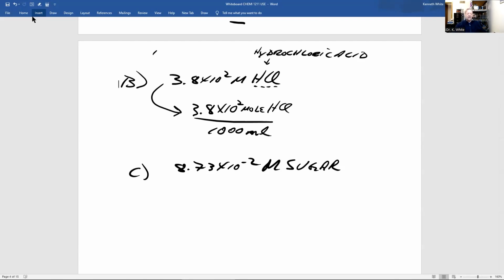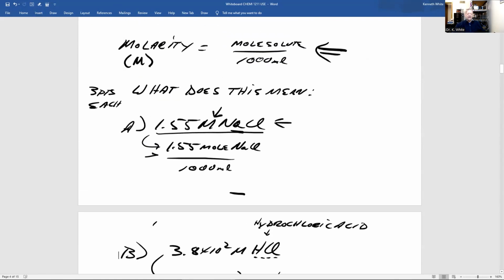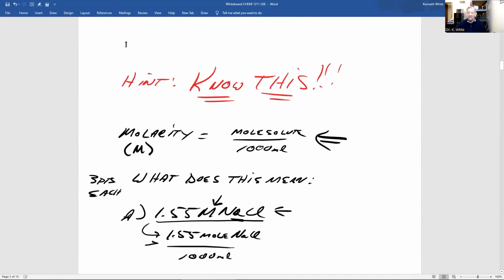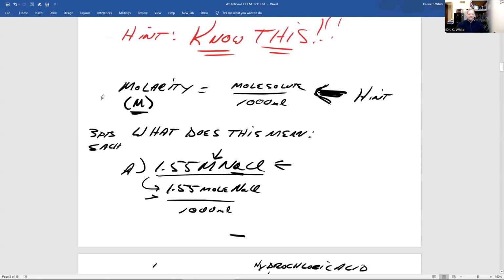All right, let's go through this. What does 8.73 times 10 to the minus 2 capital M sugar mean? Your turn. But here's a hint, and another hint. What does that mean?